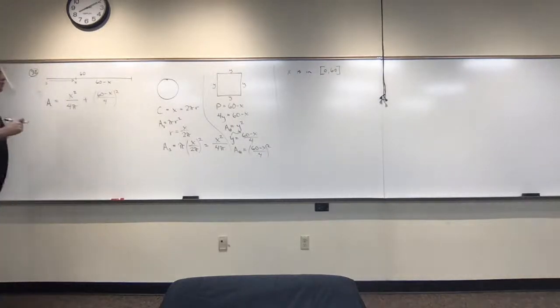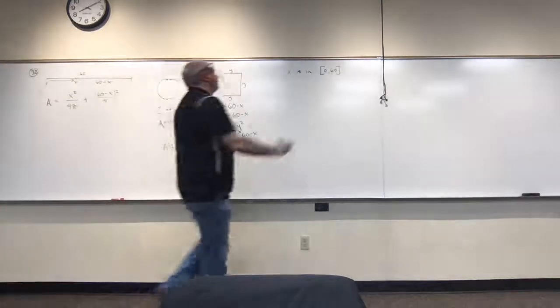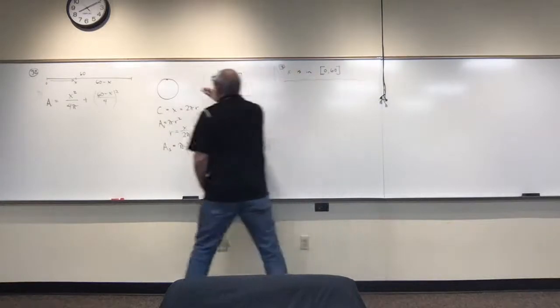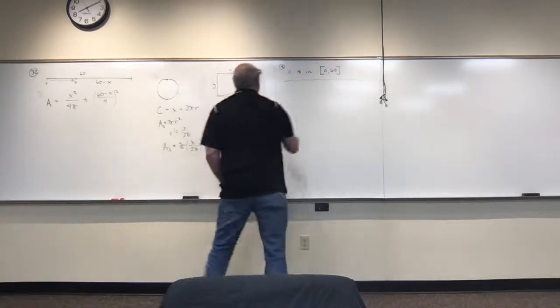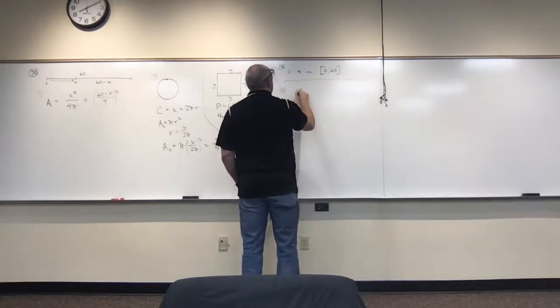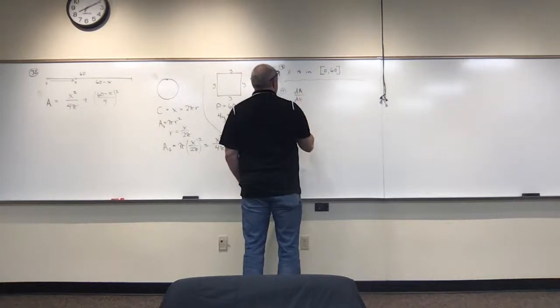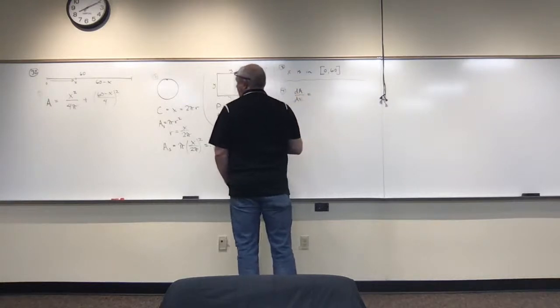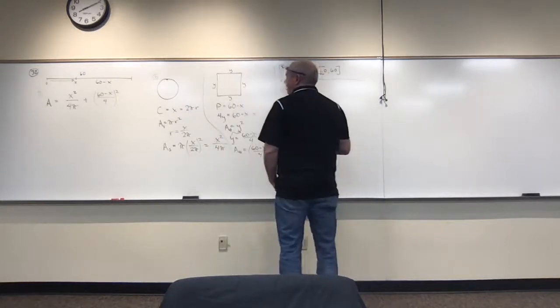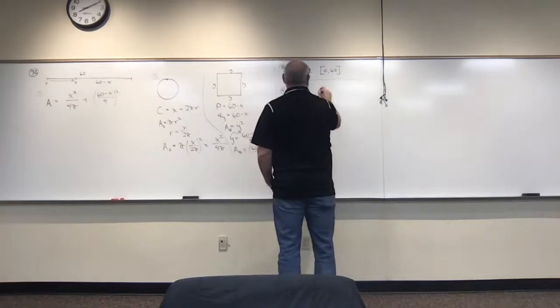But we also need to look for critical values. So now we're ready to do some calculus. This is usually step 3. This stuff that I did here was kind of my step 2 stuff. And now we're ready for calculus. So I want to say, well, dA/dx is equal to, if I take the derivative here, I get 2x over 4 pi.